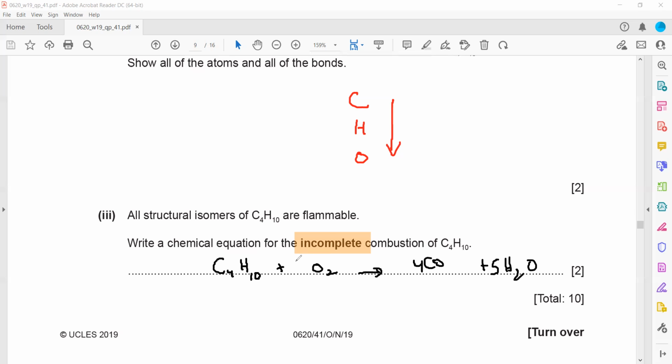Or if you write here 4.5, whenever you need a decimal to balance the equation, what you will do, you will multiply all of them by 2. So when we multiply all of them by 2, the final equation will be, this will be 2. 4.5 multiplied by 2, that is equals to 9. 4 multiplied by 2, that will become 8. And 5 multiplied by 2, that will become 10. So this is the balanced equation for incomplete combustion of butane.